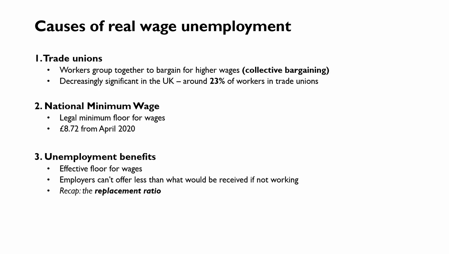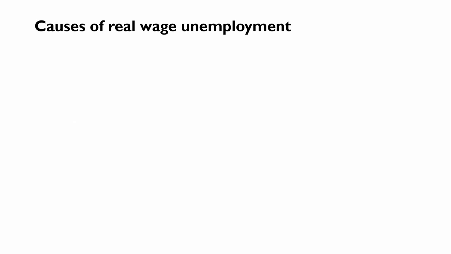And that links back to our replacement ratio that we met in our last video, the ratio of disposable income in work to disposable income out of work. Two more slightly specific ideas. One is the efficiency wage hypothesis. This is quite a complex little theory.